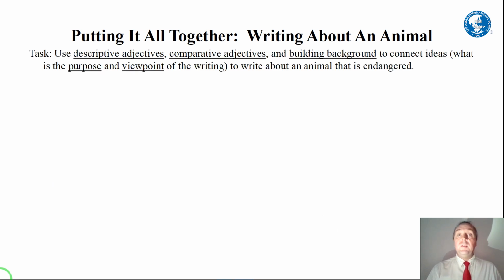So, let's put it all together. Now, we're going to use descriptive adjectives, comparative adjectives, and building background to connect ideas, what is the purpose and viewpoint of writing, to write about an animal that is endangered.